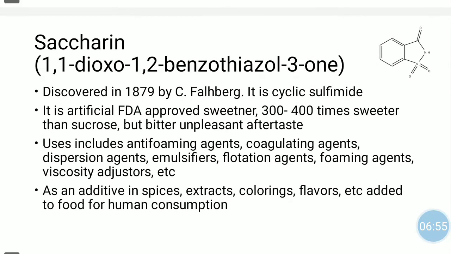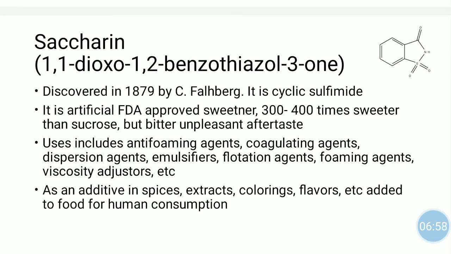Okay, so the next compound in our discussion is saccharin. Most of you have heard about this compound, saccharin, isn't it? This saccharin is a heterocyclic compound. Its name is 1,1-dioxo-1,2-benzothiazol-3-one. It was discovered in 1879 by Fahlberg, and it is a cyclic sulfimide.